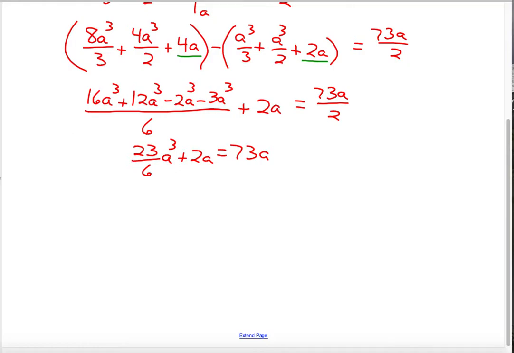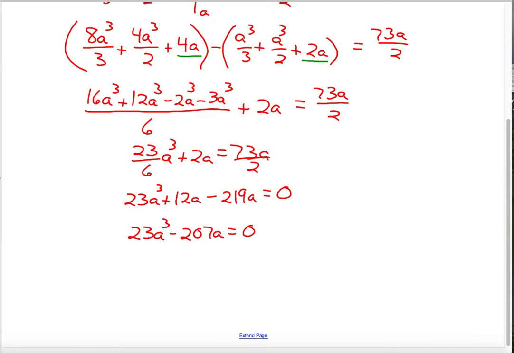So we have a cubic here, so let's multiply everything by 6, I guess. Oh, 73a over 2. Multiply everything by 6, so that's going to give me 23a cubed plus 12a, and then equals, and I'll subtract it, times 6 cancels with the 2 times 3, so that's 219a. 219a equals 0. So I've got 23a cubed minus 207a equals 0. Does 23 go into 207? Let's see, 23 times 9 is 207. Yeah, I believe it goes 9 times.